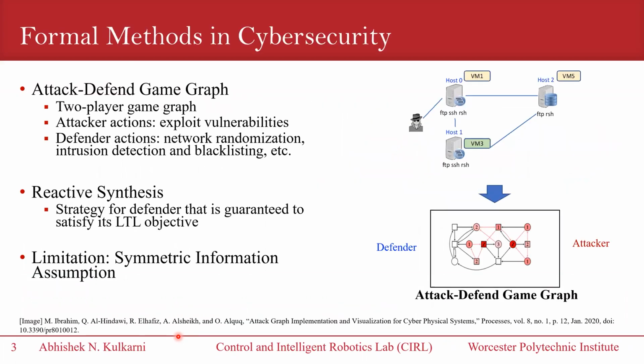So let's briefly review how formal methods can be used for cybersecurity. Typically, given a network, as shown here, we start by abstracting the system as an attacker-defender graph, which essentially captures the dynamics of interaction between the attacker and the defender. In this graph, each state represents a configuration of the network, and the entire state space is partitioned into the attacker and defender states. At each attacker state, the attacker chooses the next move, such as exploiting a vulnerability, and at each defender state, the defender chooses an action, such as network randomization or blacklisting a user, etc.